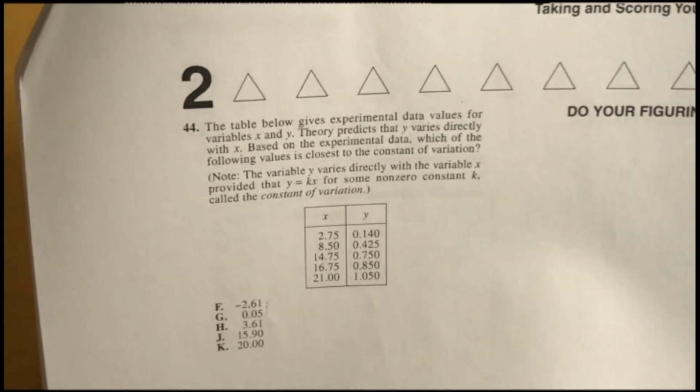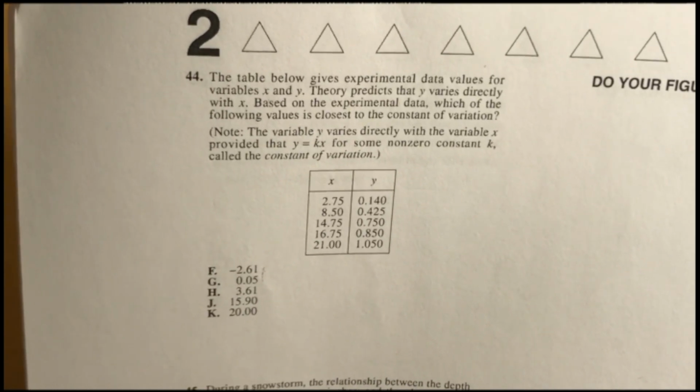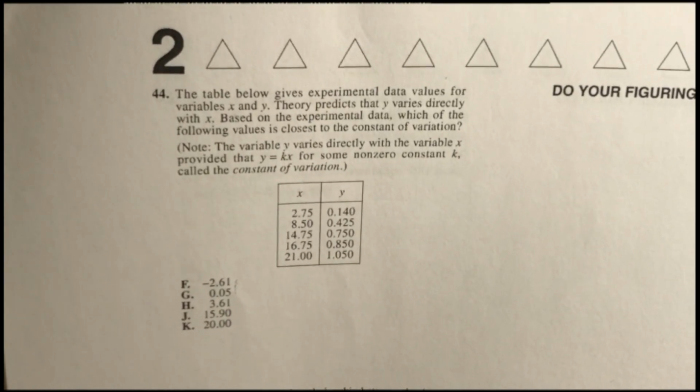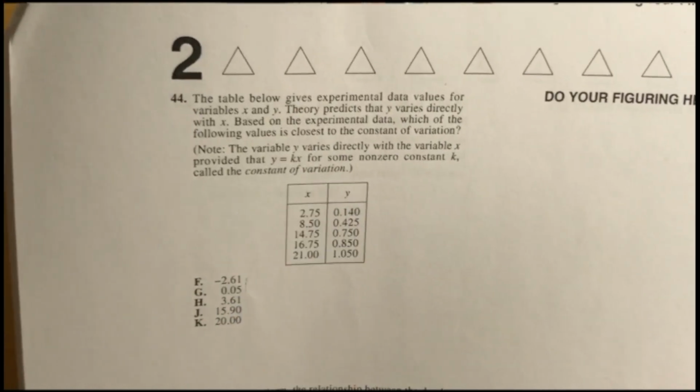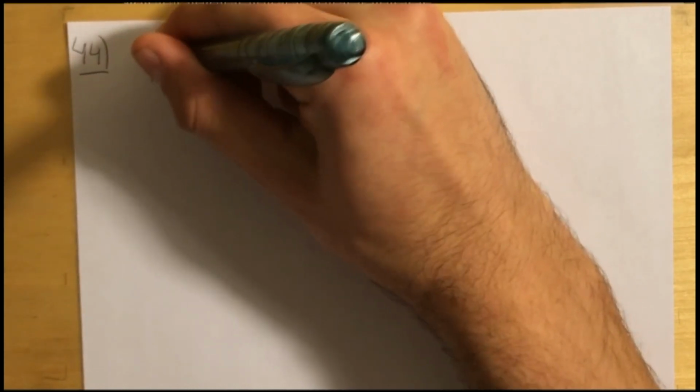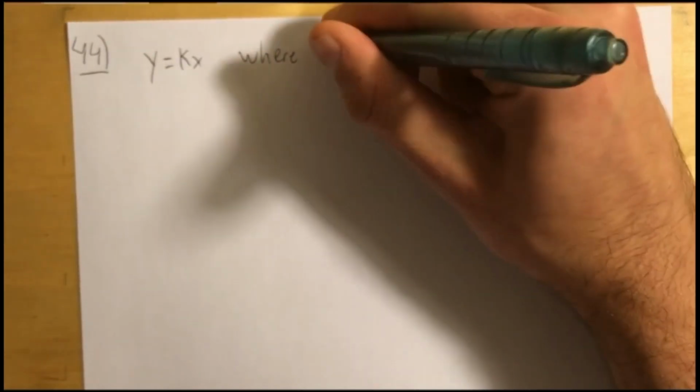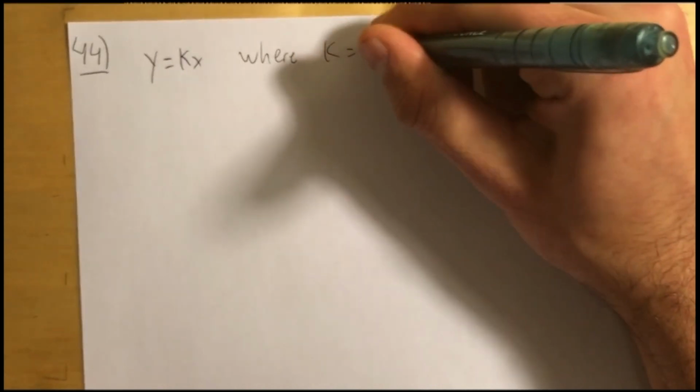Question 44. The table below gives experimental data values for variables x and y. Theory predicts that y varies directly with x. Based on the experimental data, which of the following values is closest to the constant of variation? All right, so they even give us the formula right here, and they say they have a linear relationship. So y equals kx, where k is the slope.